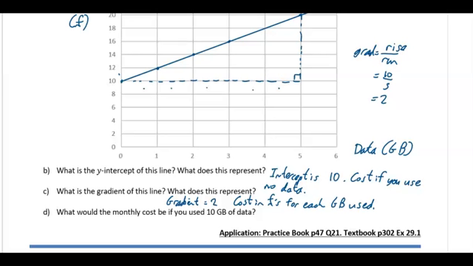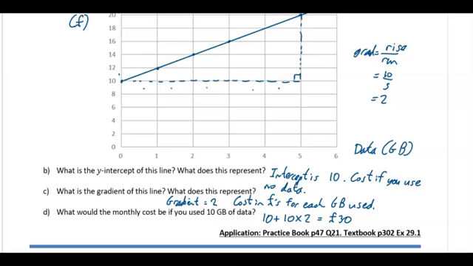Okay, last part says, what would the monthly cost be if you used 10 gigabytes? Now, as you can see here, our graph only goes up to 6 gigabytes, so we can't use this. So what we're going to use is the fact that 10 gigabytes is going to cost you £10 initially, plus 10 lots of £2, and if you do that, 10 plus 10 times 2 is the same as 10 plus 20, which is going to be just £30. And that is it.